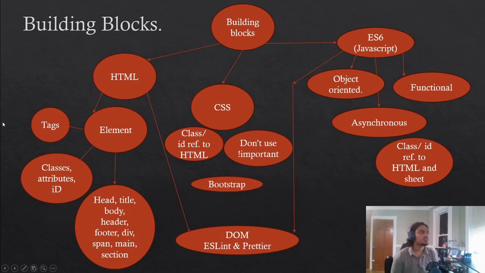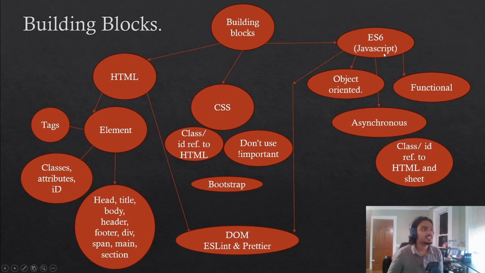Here is a flowchart that talks about everything that we just discussed. You have your building blocks: HTML, CSS, and JavaScript. HTML has elements, and elements have tags, classes, attributes, and IDs, and these are some basic HTML tags. CSS has class and ID references to HTML. It's important that we don't use exclamation important, and Bootstrap can be used for a template, styling, and functionality as well.